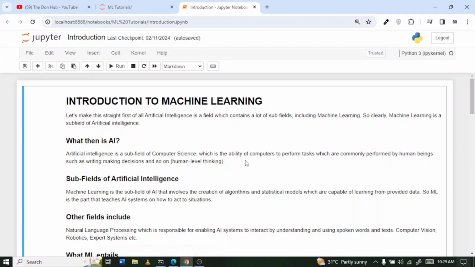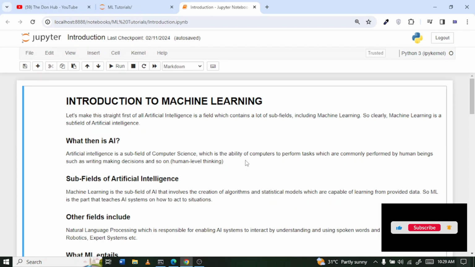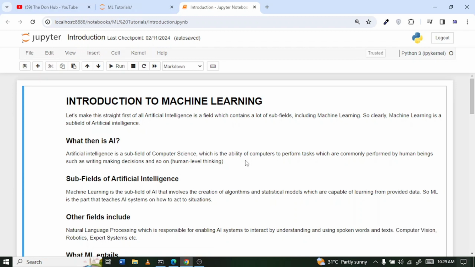Alright, so let's get this straightforward. Okay, artificial intelligence has many fields. Okay, there are many subfields, and one of them is machine learning. So clearly we know that machine learning is a subfield of artificial intelligence. But what exactly is artificial intelligence? It's a field under computer science that gives computers the ability to mimic the behavior of humankind. So it gives the computer the ability to perform certain things like making decisions, reasoning, and other stuff.